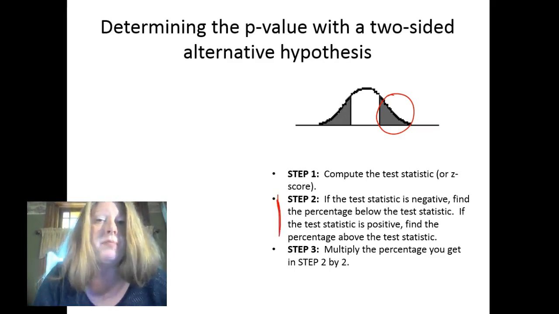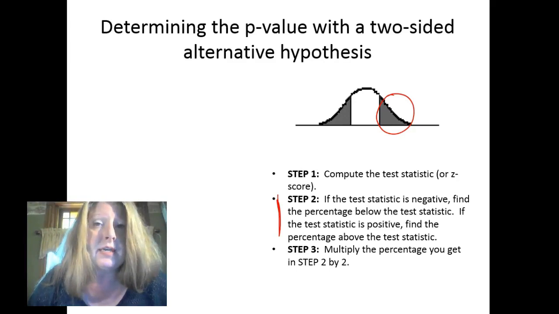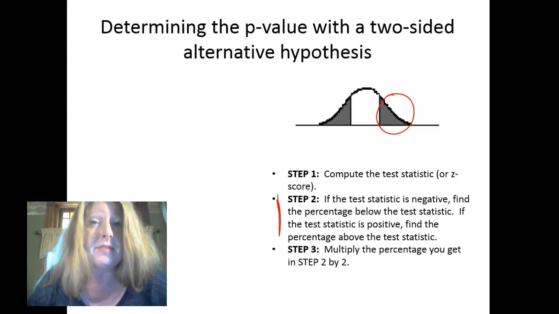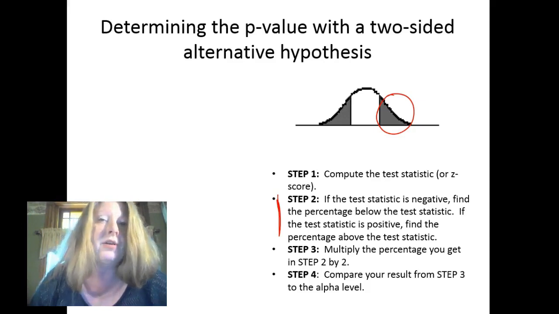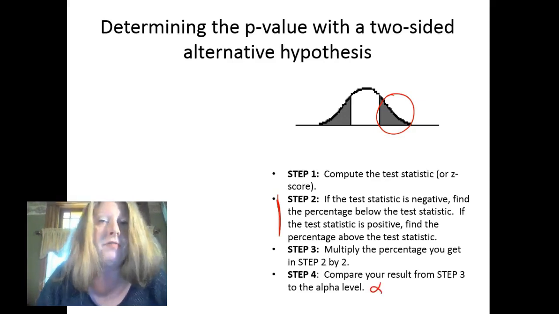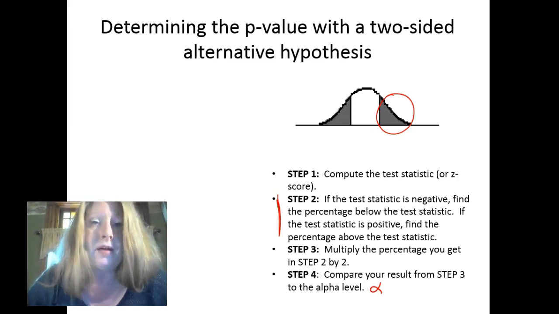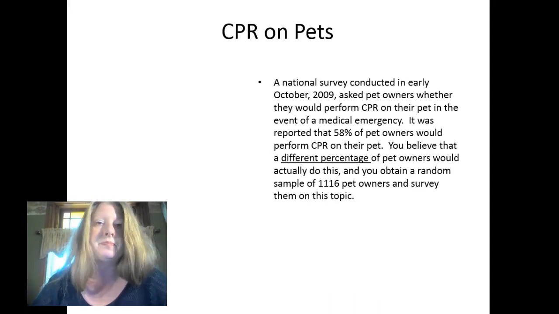So here you're going to end up with a percentage, either a lower tail percentage or an upper tail percentage. You're going to get one number based on whether you have a positive or a negative z-score. Then you take whatever number you get and multiply it by 2. That's your final p-value. Then you go back and compare that p-value to whatever alpha is. So you get a p-value from the table as you normally would, and the extra step is that you multiply that by 2 to get your final p-value. So let's practice this.